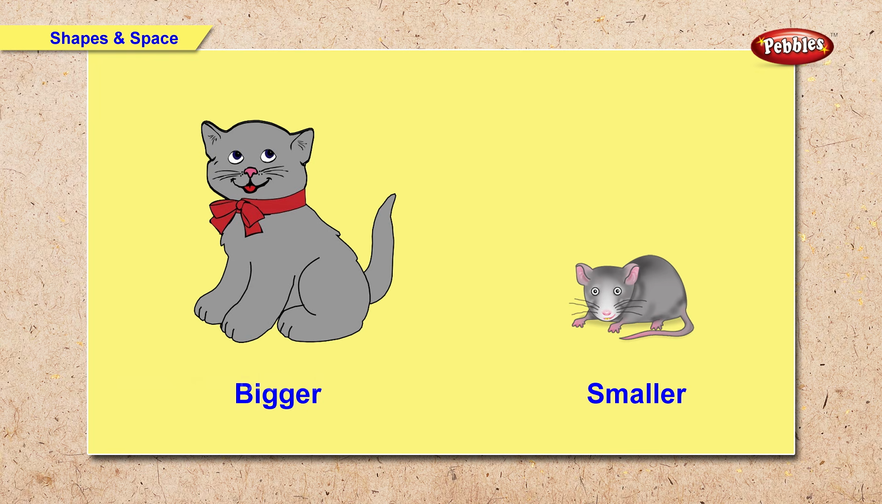Now we have a cat and a mouse. Which is the bigger animal? Cat or mouse? Come on, tell me fast. Right! This cat is bigger and this mouse is smaller.